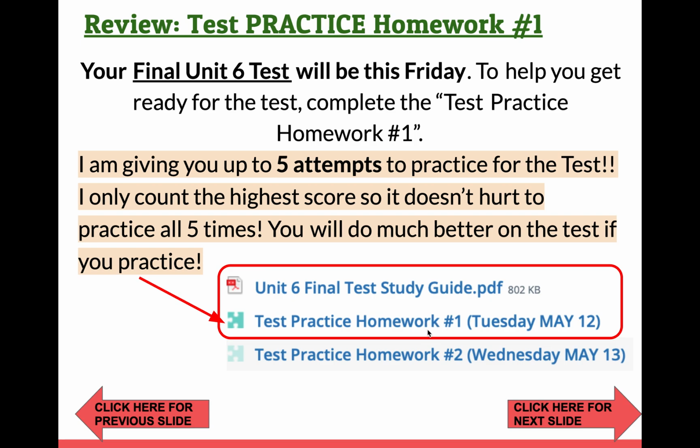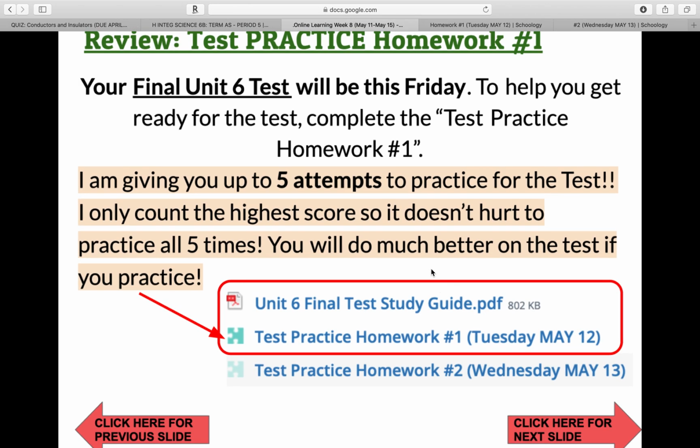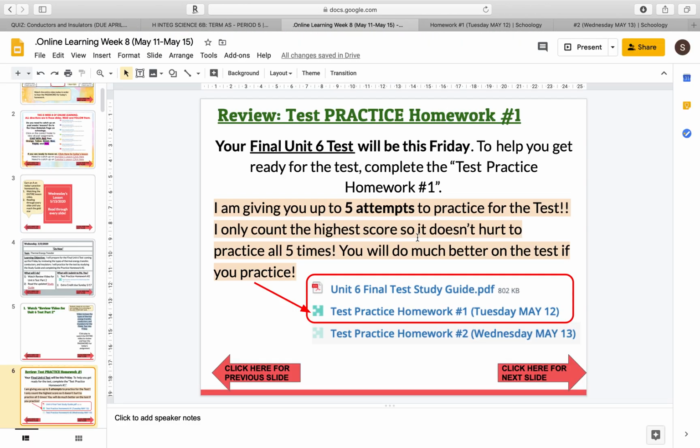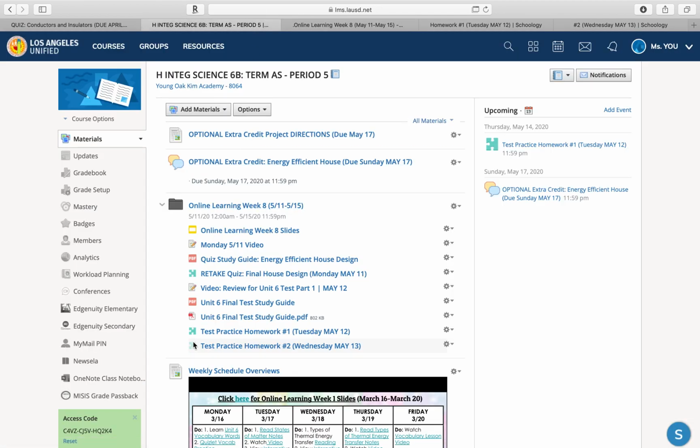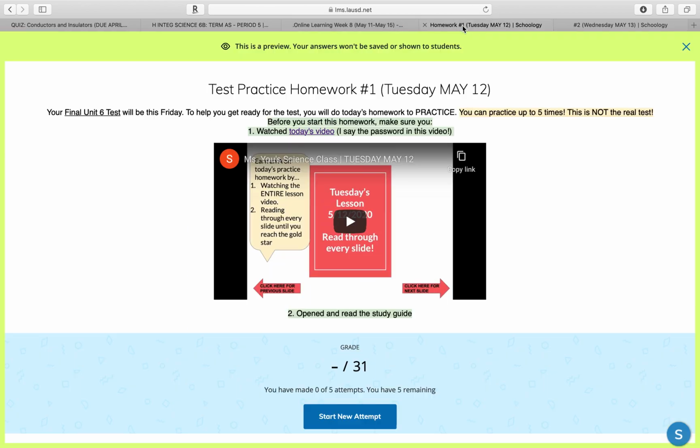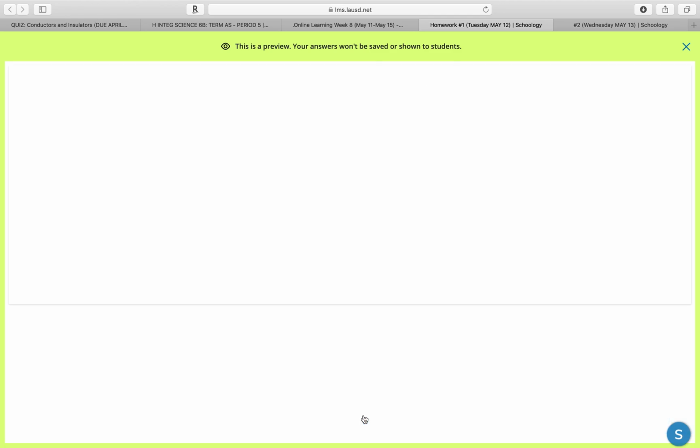So those of you who want to keep practicing, or if you didn't get a good score the first time, you can practice 5 times. It's okay. The more you practice, the better you'll do on your final test. So if I go to our black folder, if you want to practice some more, it's right here, test practice homework number 1. And I'm also going to go over some of the questions that we missed.